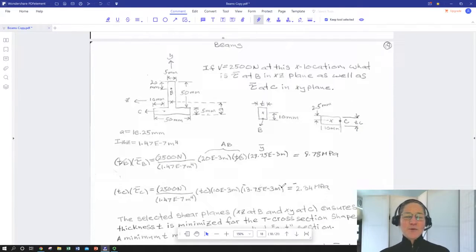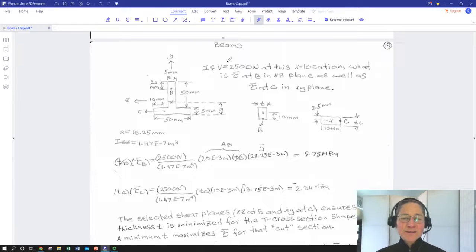So let's do an example where we actually apply that equation. We're given a beam cross-section, another T-shaped beam. And we're told the point of interest on the beam, we know what the shear force is, 2,500 newtons. This is at a particular location along the beam. Somebody wants to know what's the average shear stress at points B and C. And so B's up here, C's down here.